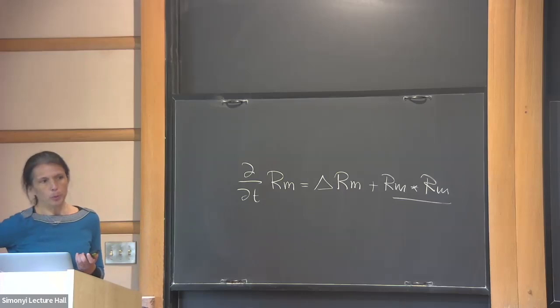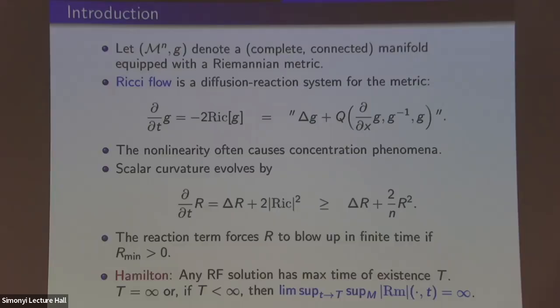And Hamilton proved that if you have a Ricci flow solution, there exists this time capital T, which is the maximal time of existence. And it's either infinity, or if it's less than infinity, then the norm of the Riemannian curvature has to blow up. And basically, I improved it: the norm of Riemannian curvature you can replace by the norm of Ricci, right? So if the norm of Ricci blows up, then there is a finite time singularity.